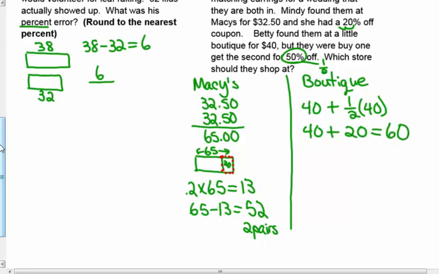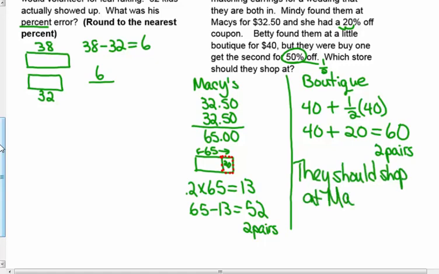So at the boutique, they would cost 2 pairs for $60. Well, that's not a better buy. It's a better buy to buy them at Macy's. So the girls, they should shop at Macy's. Now the other ones that I had for you to finish up, make sure you go ahead and finish those up, and then we'll go over them in class.